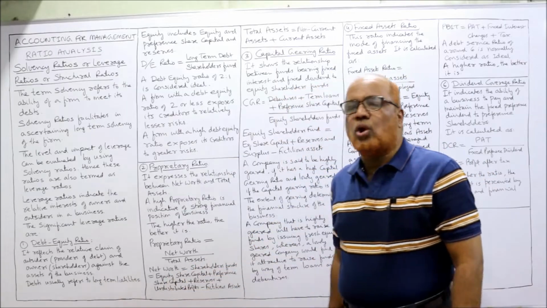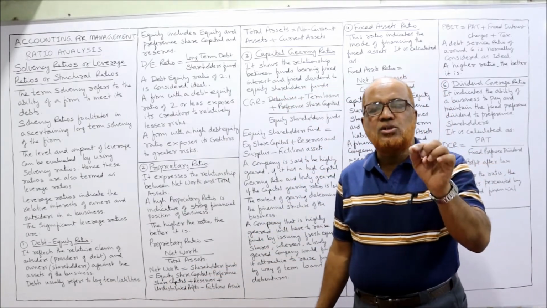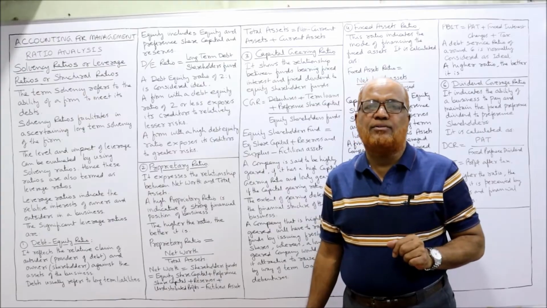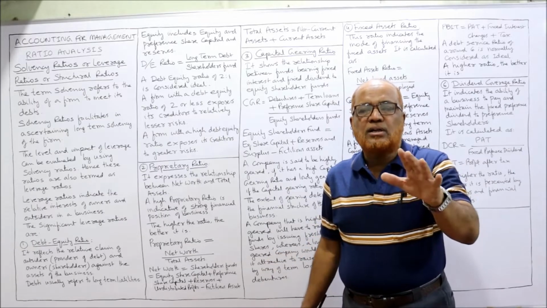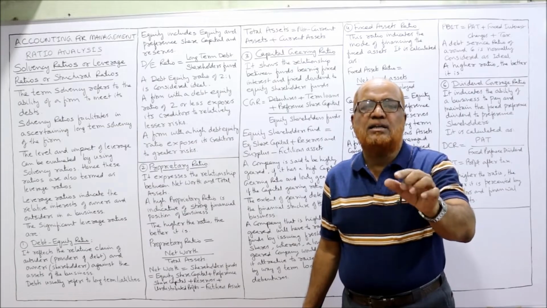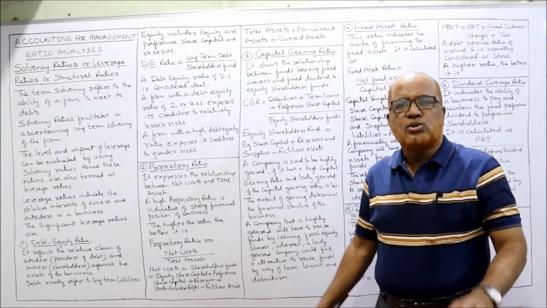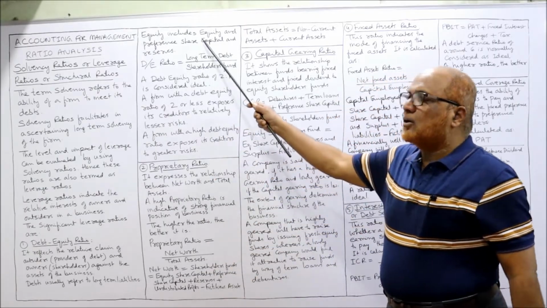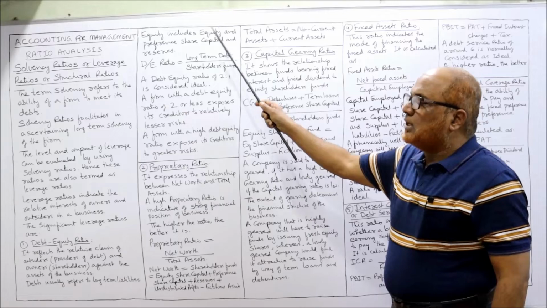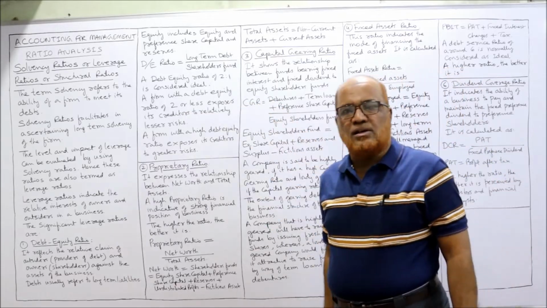Debt usually refers to long-term liability. Debt does not mean short-term current liabilities. Current liabilities are also debts, but we should not consider them as debt. They will be treated as current liabilities. So here debt means only long-term debts. And equity includes equity and preferential capital and reserves.